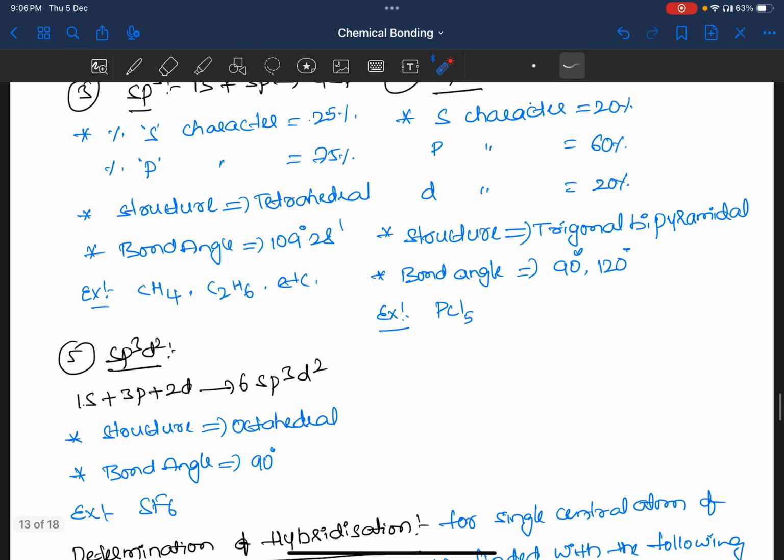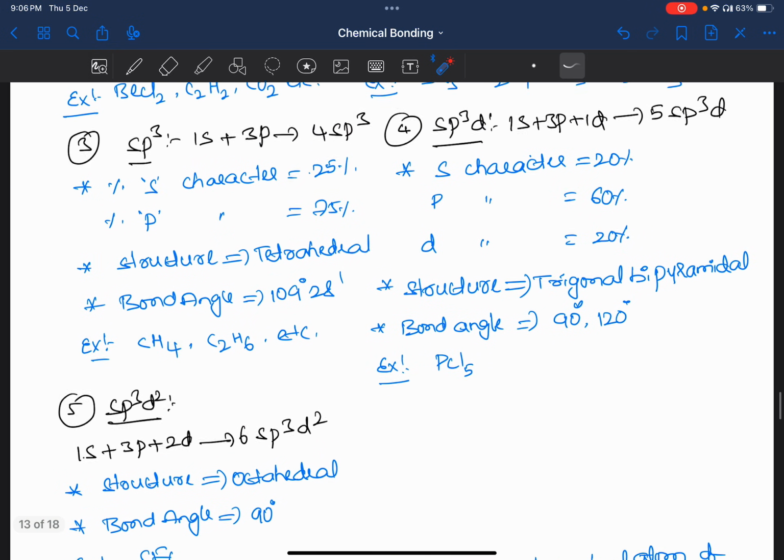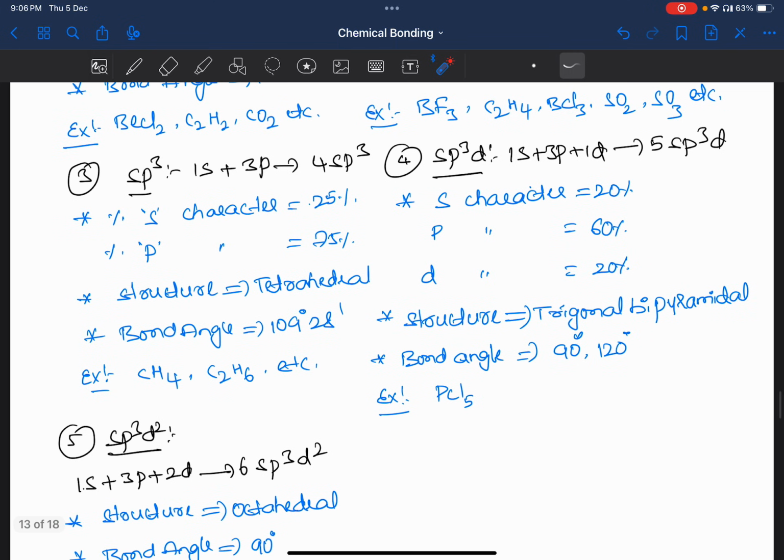Next, sp3d2 hybridization. One s, three p and two d atomic orbitals are intermixed to form six sp3d2 hybrid orbitals. The structure is octahedral and the bond angle is 90 degrees. Example: sulfur hexafluoride. These are all the different types of hybridizations. For these hybridizations, you have to know the structures and bond angles clearly.